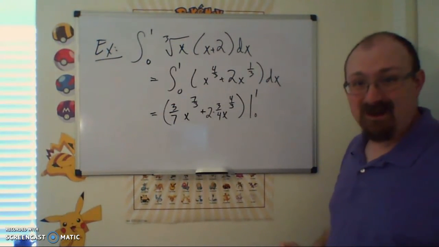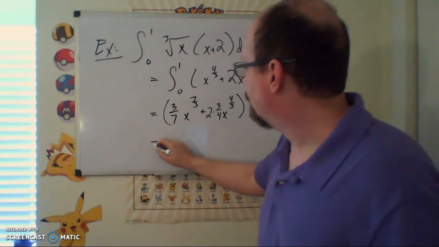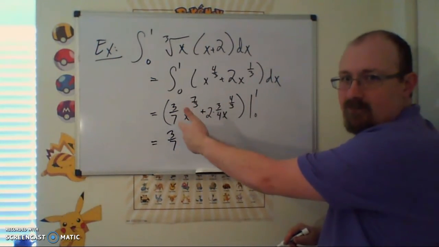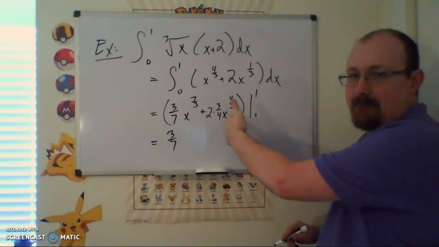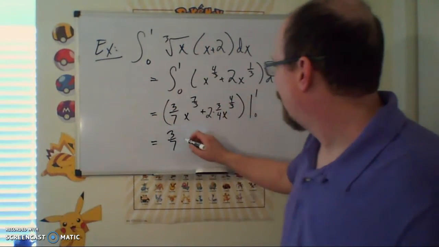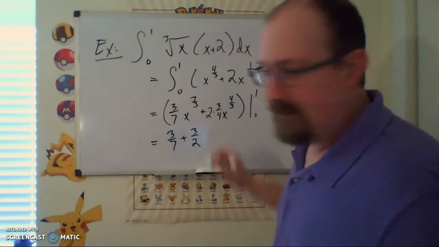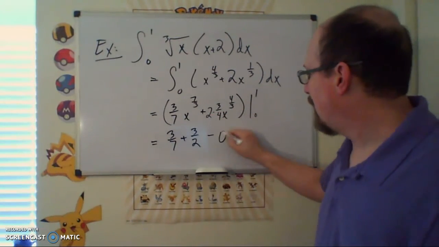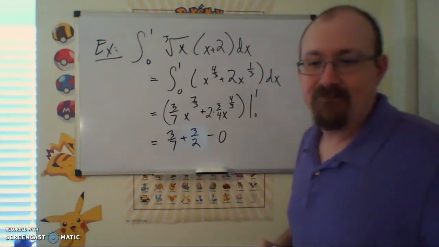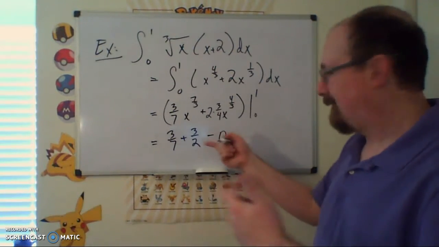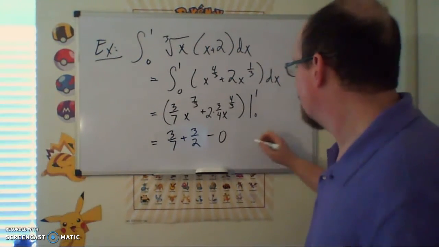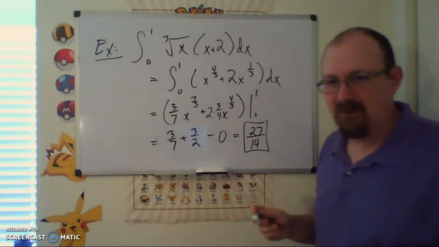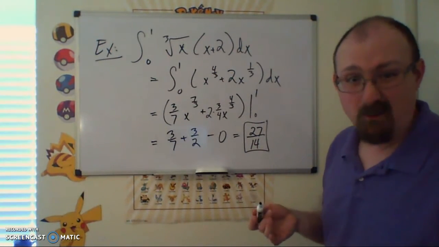Evaluated at 1, evaluated at 0, take the difference. So plugging in 1 here, the x goes away, I've got 3/7. Plugging in 1 here, the x goes away, I have 2 times 3/4, which is 3/2. Plug in 0, everything vanishes in a puff of logic. So I've got 3/7 plus 3/2. If you find a common denominator, put these together, I got 27 over 14. If you'd had a decimal, I'm generally okay with that.